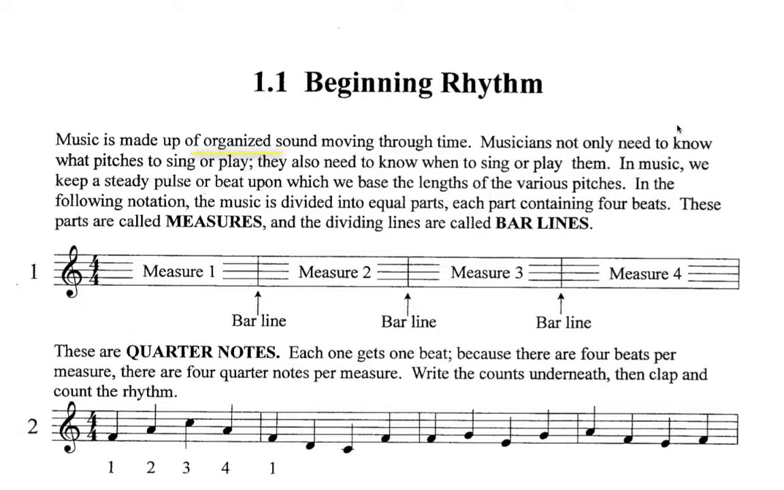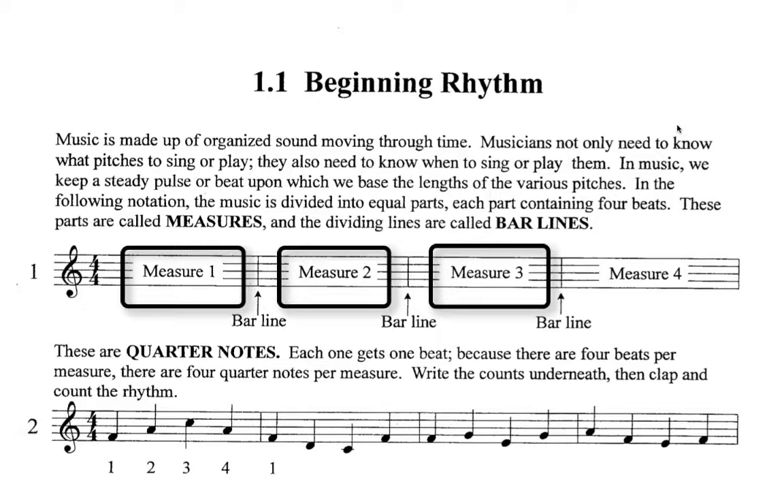Music is made up of organized sound moving through time. Musicians not only need to know what pitches to sing or play, they also need to know when to sing or play them. In music, we keep a steady pulse or beat upon which we base the lengths of the various pitches. In the following notation, the music is divided into equal parts, each part containing 4 beats.